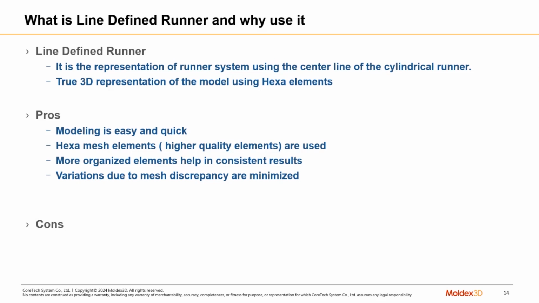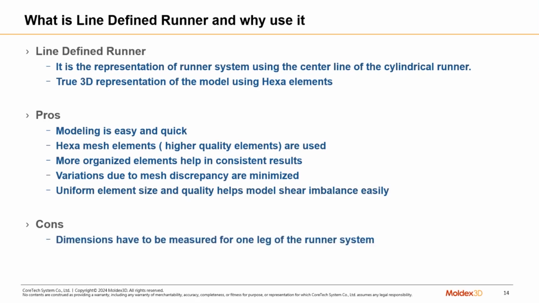So the variation is less likely, especially when you are looking at these kind of multi-cavity tools. And uniform size elements and quality help model shear imbalances easily and accurately, right? When you have uniform element size of each mesh distributed evenly, uniformly, that really helps us calculate the pressure and the shear imbalances quickly, with the highest level of accuracy. What are the cons? Dimensions have to be measured for one leg of the runner system.